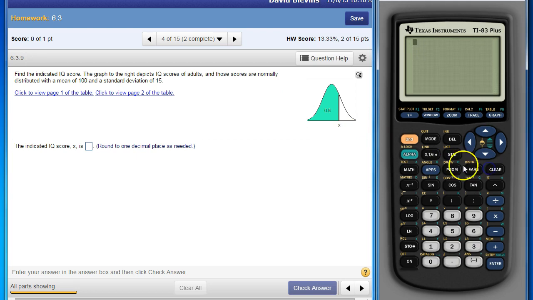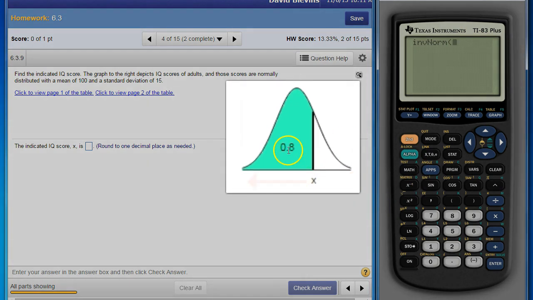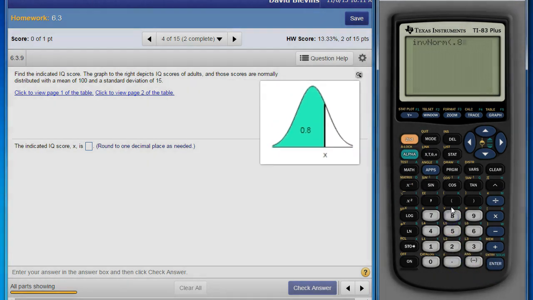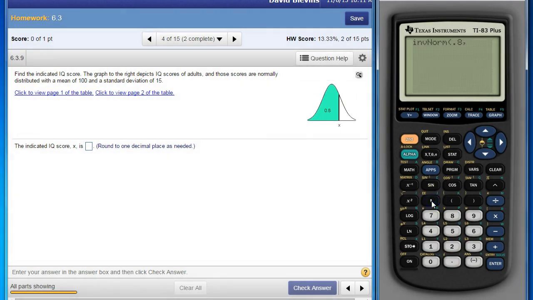So same thing as before. When we did this in 6.2, if we were given area and we were finding a number, that was inverse normal, and you always provide an area to the left. So the area to the left of the number is 0.8. And then you just tell it now. That used to be all we needed, but now we need mean and standard deviation. So mean is 100, standard deviation is 15. And there's our number, 112. Usually want one place. Yeah, 112.6.